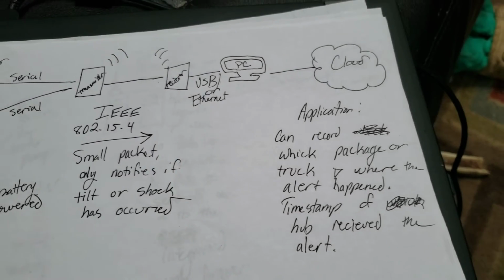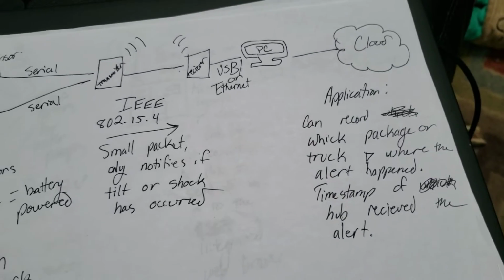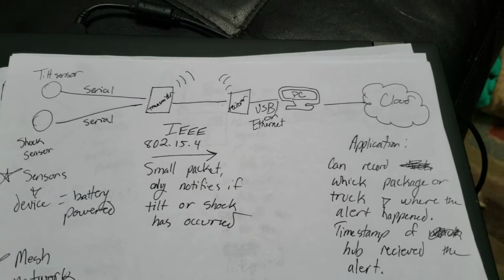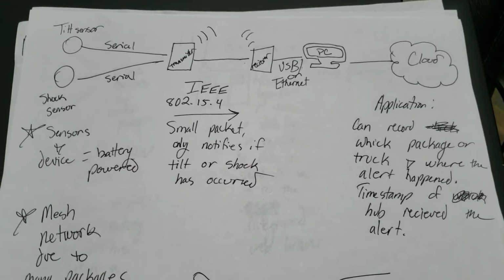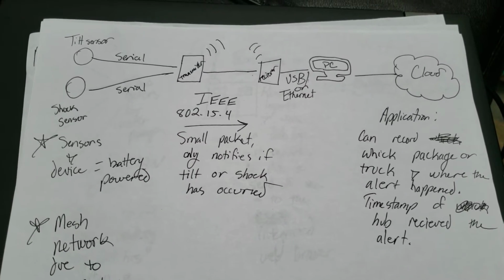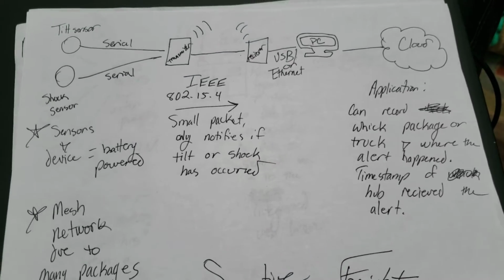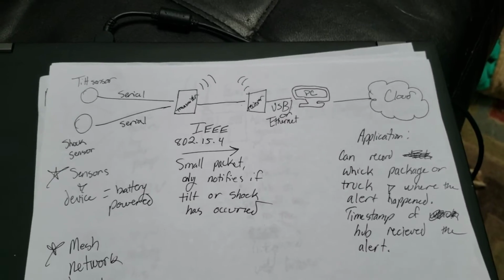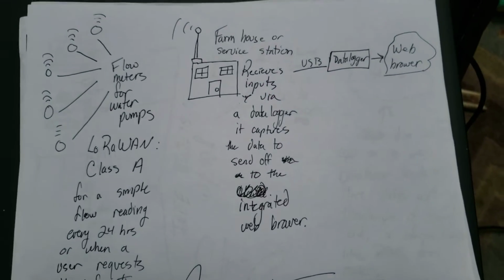And within the application, we can record which package or truck where it happened. So based off potentially a serial number or a tracking number can be linked up to those sensors, or possibly the truck identification license tag, whichever. It would also have a timestamp of when the hubs received the alert. So you would have a better idea of how to track it and in between what two hubs, based off of which one got the flag, where it occurred.